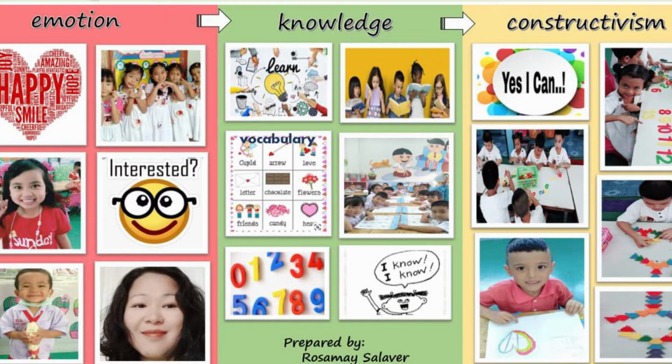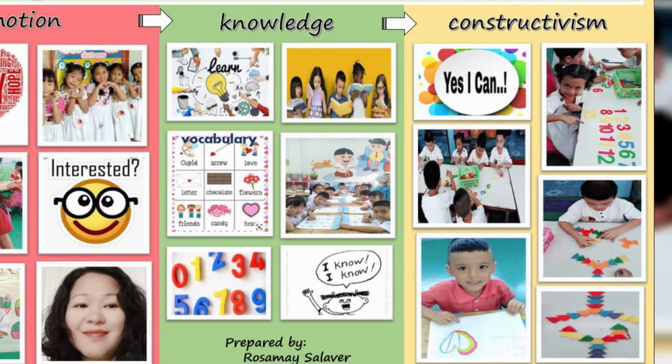If the atmosphere in the classroom is conducive for learning, the children will be interested and learning will take place. You can see in the pictures that children are reading books, learning numbers and vocabulary. Eventually, they will learn, understand, and know things which will be stored in their brain and become knowledge. And if this happens, the children can now say, I know. The third column is constructivism.